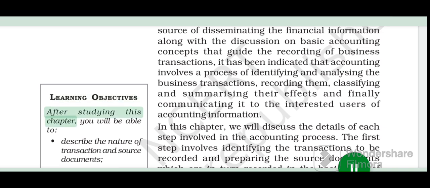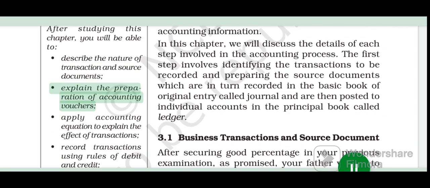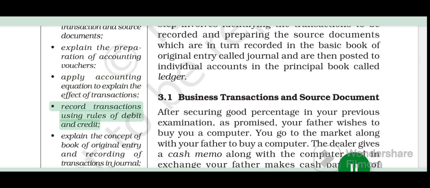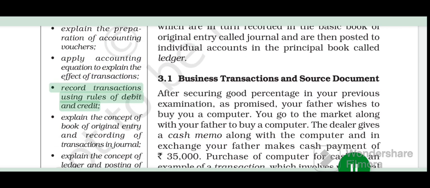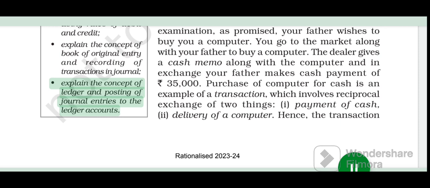Accountancy. Learning Objectives. After studying this chapter, you will be able to describe the nature of transaction and source documents. Explain the preparation of accounting vouchers. Apply the accounting equation to explain the effect of transactions. Record transactions using rules of debit and credit. Explain the concept of book of original entry and recording of transactions in journal. Explain the concept of ledger and posting of journal entries to the ledger accounts.